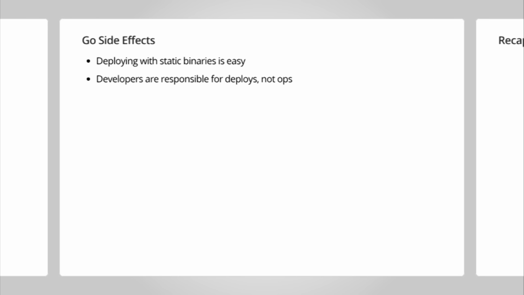Go also has some nice side effects. Go compiles into a static binary. We can build it once and run it in all our Linux machines. So deploying with static binaries is easy. So we could go from an ops-centric deploy model to a developer-centric deploy model, where developers are responsible for deploys. So we deploy multiple times a day now, and the time for changes to reach customers is fairly low. So this is a nice side effect. We kind of did not plan for it, but yeah.